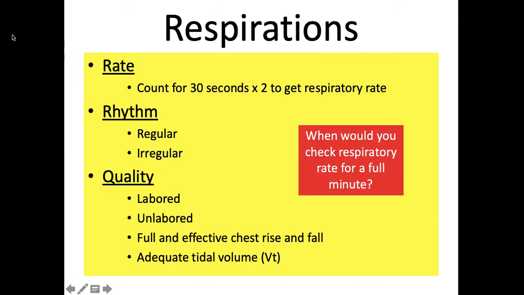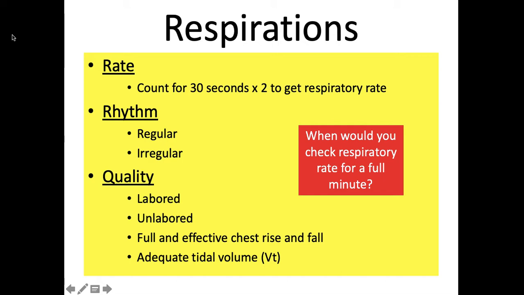So respirations, we're going to do the same thing. We're going to check rate, rhythm, and quality. It's the same parameters, just a little bit different. We're going to count respiratory rate for 30 seconds and multiply it times 2. Same thing we did for the pulse. And again, if this person's breathing really slow, or really irregular, or really super fast, at some point in the call, to get an accurate count, you're going to have to check for a full minute while you're maybe doing something else in the process.